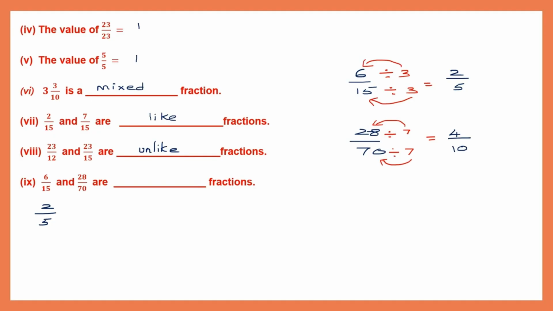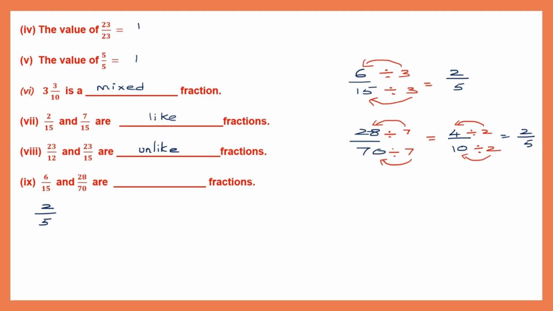Now 4 by 10 can again be reduced to the lowest term. Both 4 and 10 are in the tables of 2. So let's divide both by 2. Divide this by 2 and divide this by 2. Now 2 into what is 4 and 2 into what is 10. 2 2s are 4 and 2 5s are 10. So we have reduced 28 by 70 to 2 by 5.